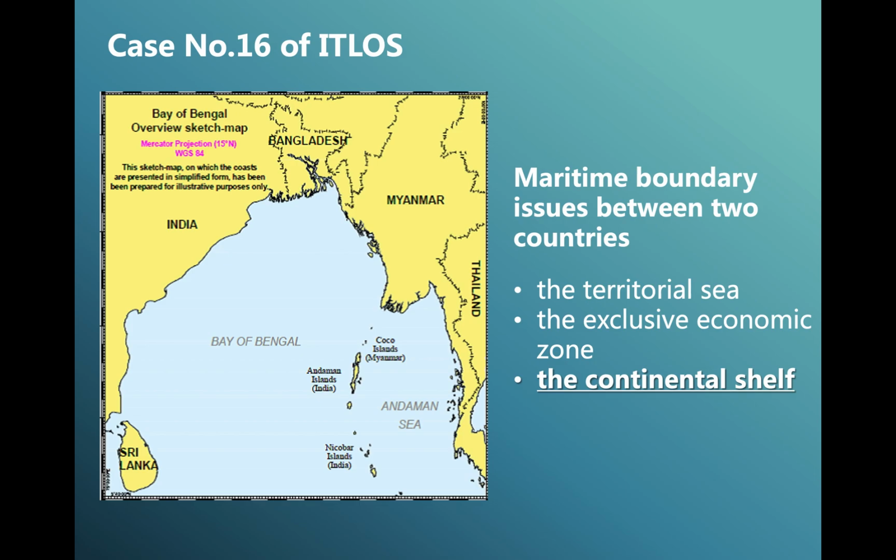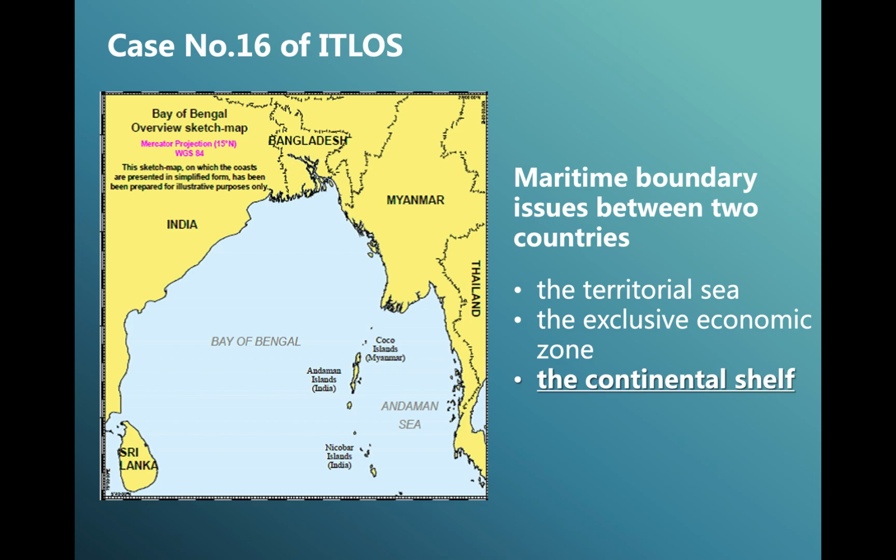On 8 October 2009, the government of Bangladesh instituted arbitral proceedings against Myanmar in the International Tribunal for the Law of the Sea to resolve the maritime boundary issues, including the territorial sea, the exclusive economic zone, and the continental shelf, in accordance with international law. Because our topic is the continental shelf, we are going to just focus on the part of the continental shelf in this case.